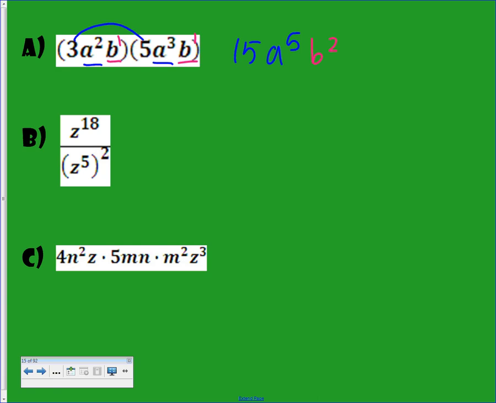Okay, so you look at the numbers that you can put together. 3 times 5 is 15. A to the 2nd, a to the 3rd is a to the 5th, and b is b squared.